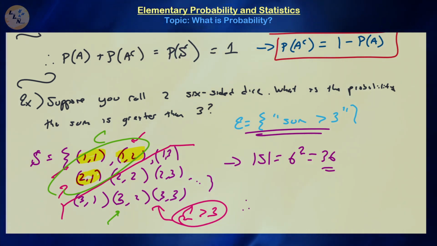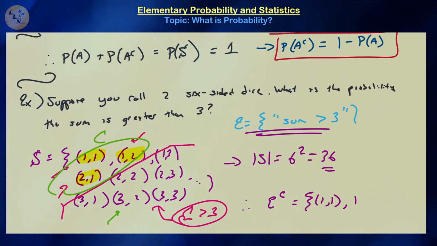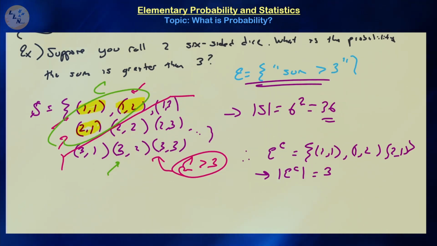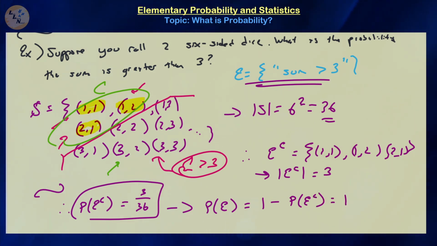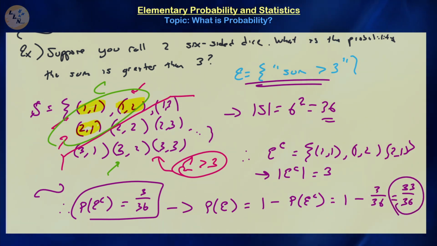So E complement just consists of the elements 1,1; 1,2; and 2,1. We can easily find that the size of the complement is equal to 3. So the probability of the complementary space is equal to 3 out of 36. How would you find the probability of the original event? That's just 1 minus the probability of its complement. So that's 1 minus 3 over 36, which is 33 over 36. And you can find that decimal if you so wish.